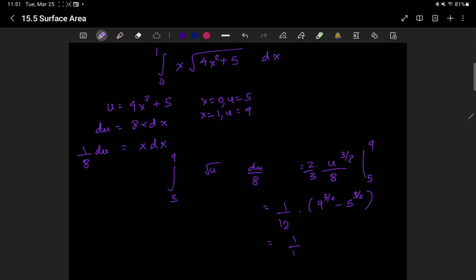And we can do that. The square root of 9 is 3, and then 3 cubed is 27. And the square root of 5 times the square root of 5 is 5 square root of 5. So this becomes your surface area above, projected upwards in that direction.